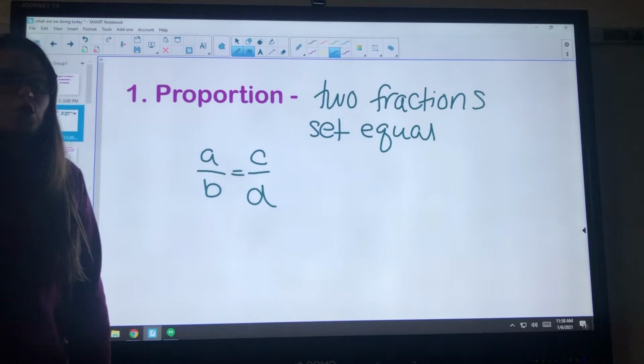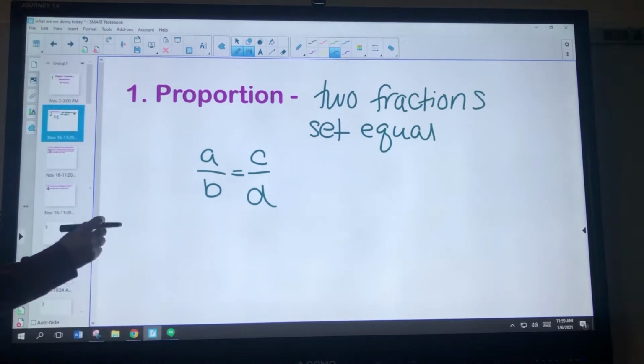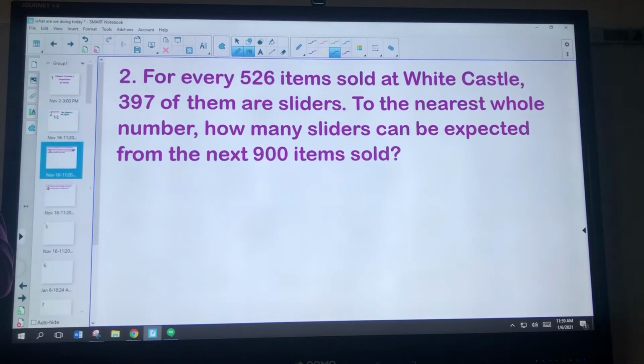Y'all refer to it as cross multiply usually. So you're going to need proportions for this chapter with your triangles and your shapes. All right, so back to middle school. For every 526 items sold at White Castle, 397 of them are sliders. To the nearest whole number, how many sliders can be expected from the next 900 items sold?